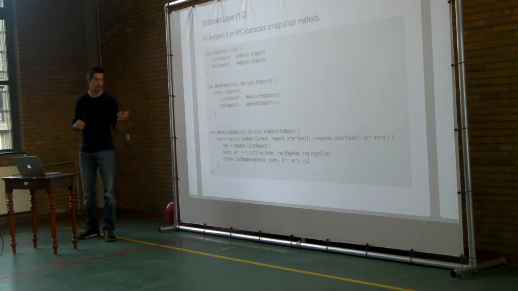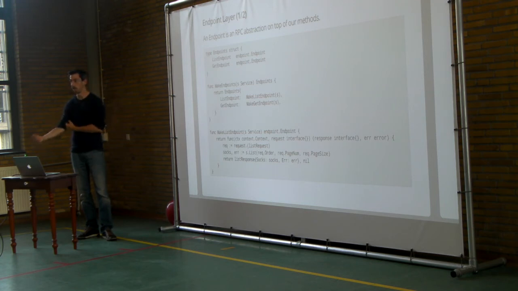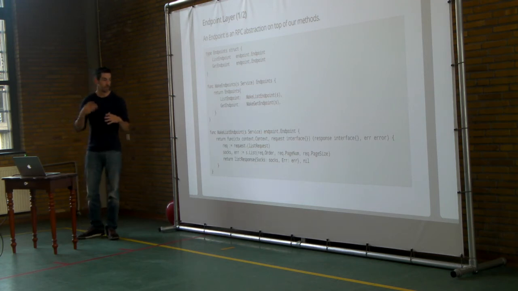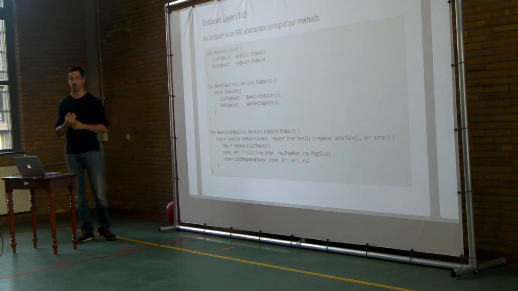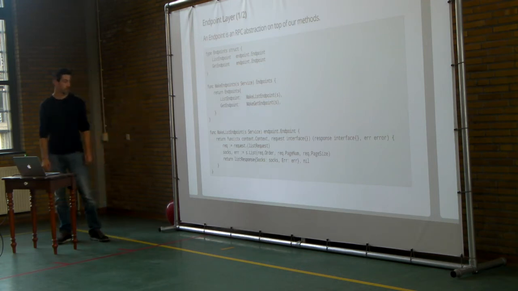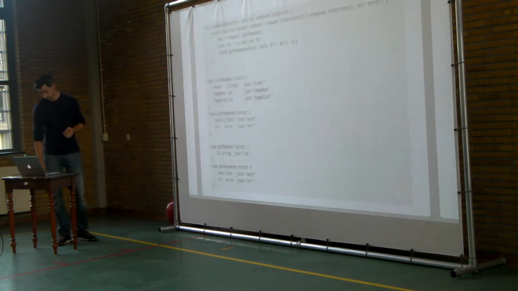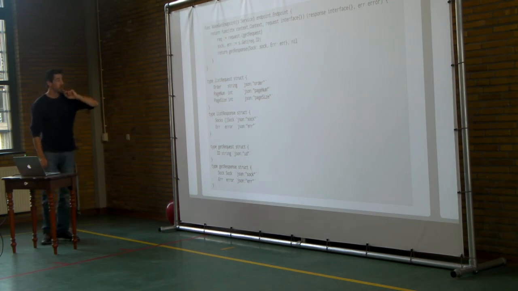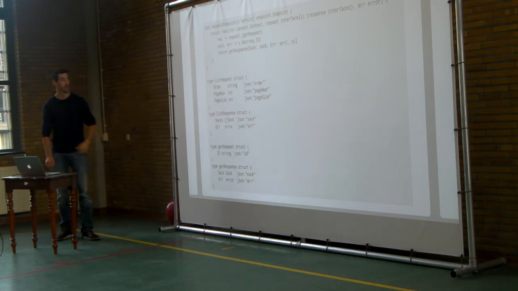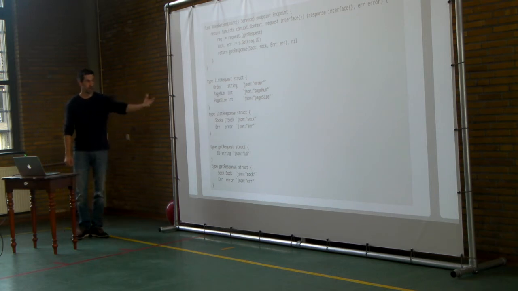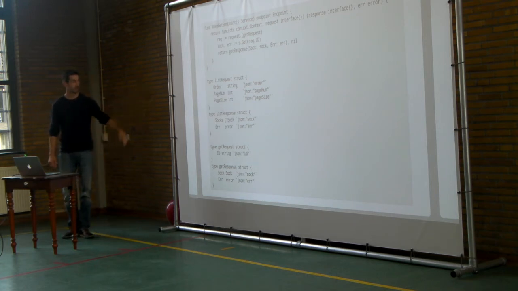And this error here is your outward-facing error. You can think of it in HTTP terminology as maybe a 404 or something. It's not like a null pointer or something. So we just wrap our methods inside of this function, and then we get these endpoint objects. And again, we have our requests and our responses defined for each of our methods. In this case, because we are using JSON and HTTP, we have those tags.